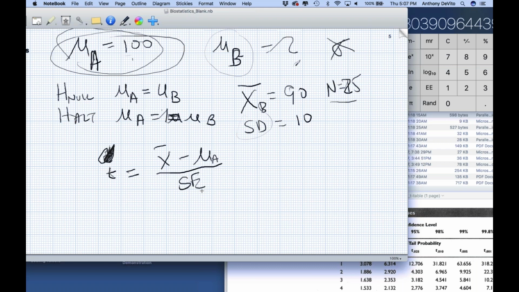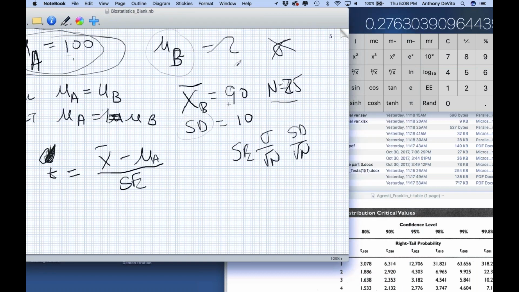Well, what's the standard error? How do I calculate the standard error? Standard error is equal to sigma over the square root of n. If I don't know what sigma is, I use the standard deviation over the square root of n. Well, in this case, the only standard deviation I know is from the sample. So I use standard deviation, 10, over the square root of 25, which is 5. So the standard error is equal to 2.